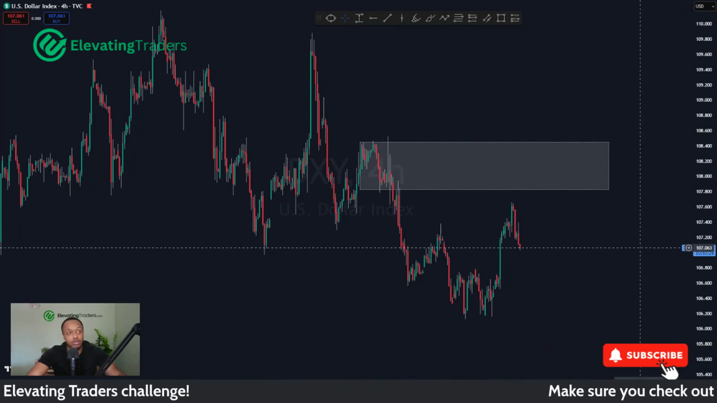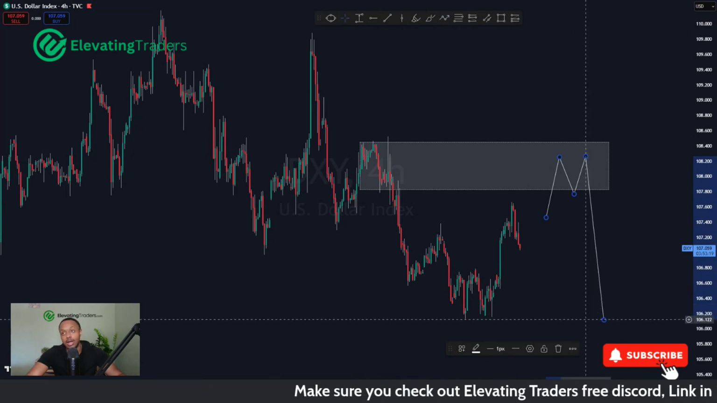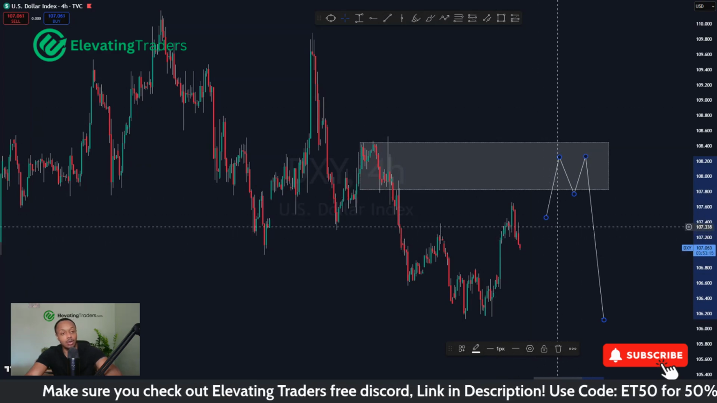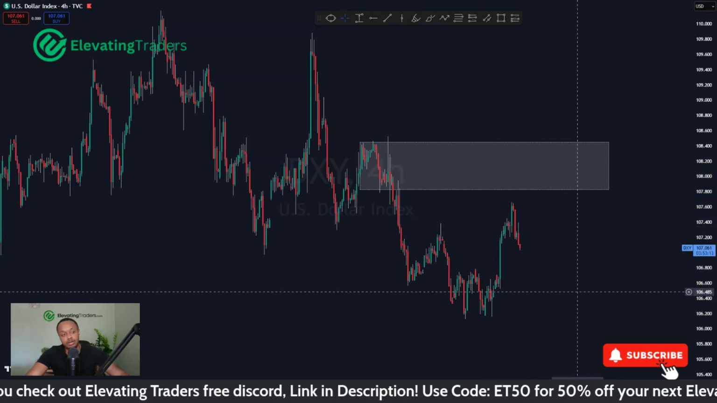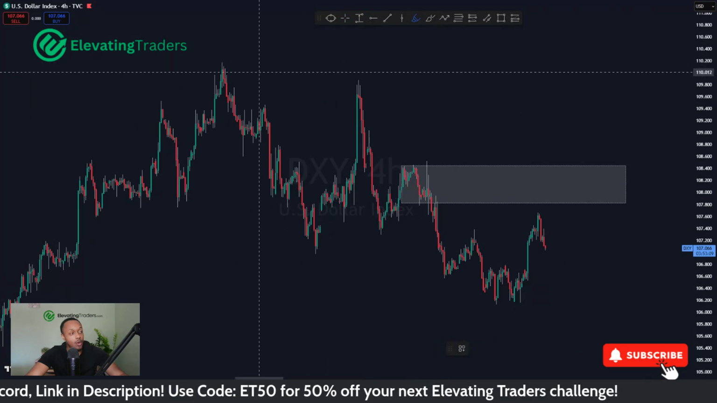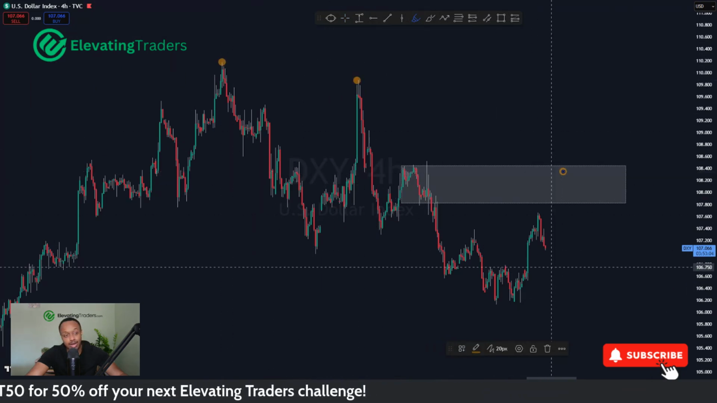That's kind of the area I was looking for price to get to before looking for shorting opportunities on the dollar and buying euro, buying pound, and you'll see the opportunities I want to go through. But USD, that is really the take I have with the 4-hour chart for now. We still do have these previous swing highs. All I'm looking to do is try and catch the next one.